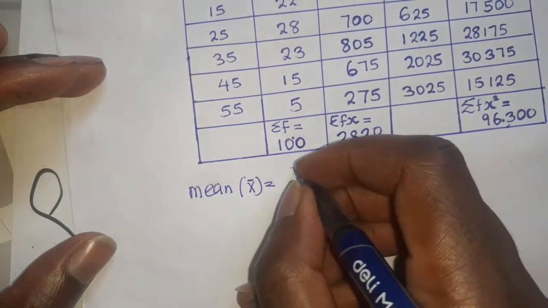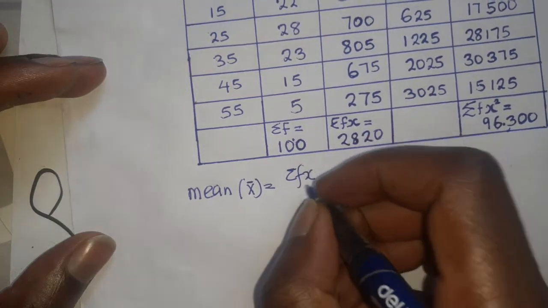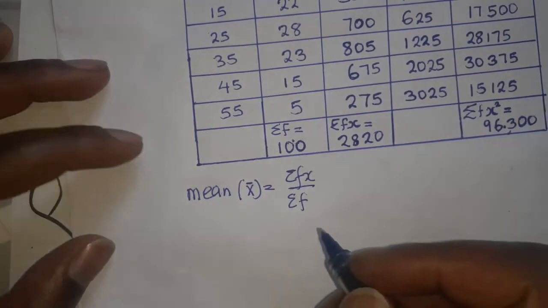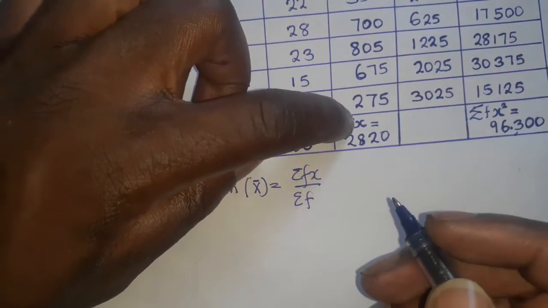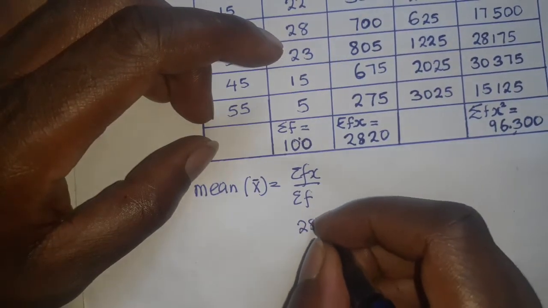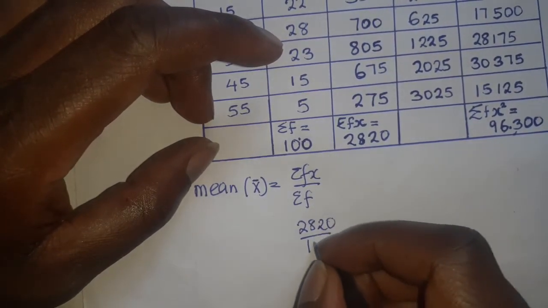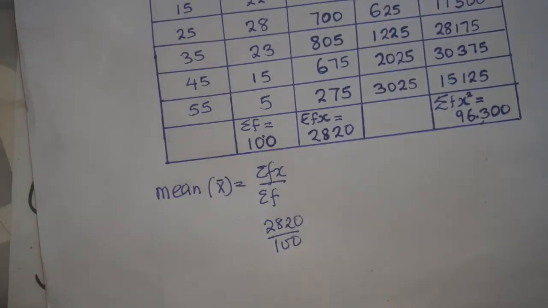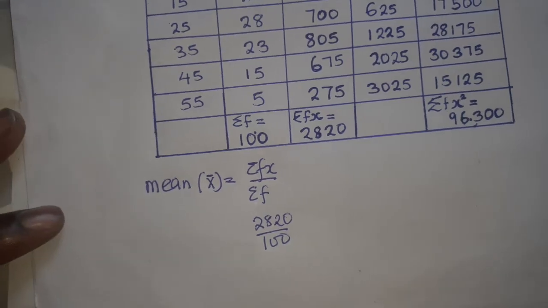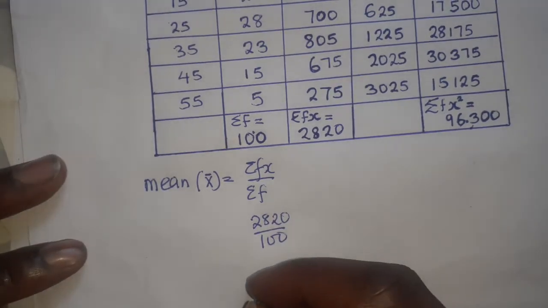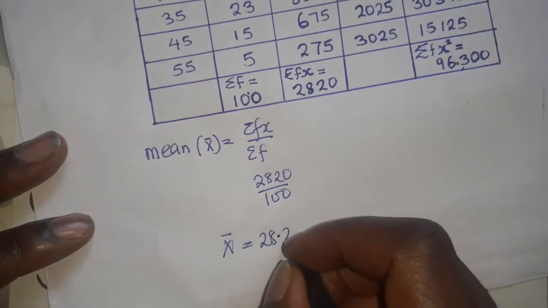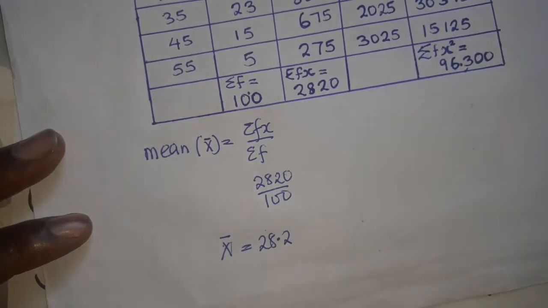We want the first two to help us find mean, which we are calling x bar. And mean is found by the summation of fx over the summation of f. The summation of fx is what? 2820 divided by 100, which is this one here. Okay, then when we divide these two, what do we get? You are going to get x bar equals 28.2. This is our mean.